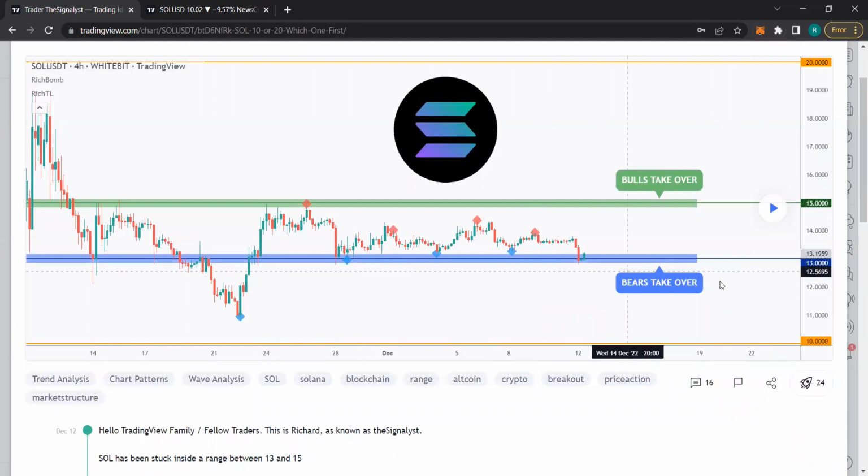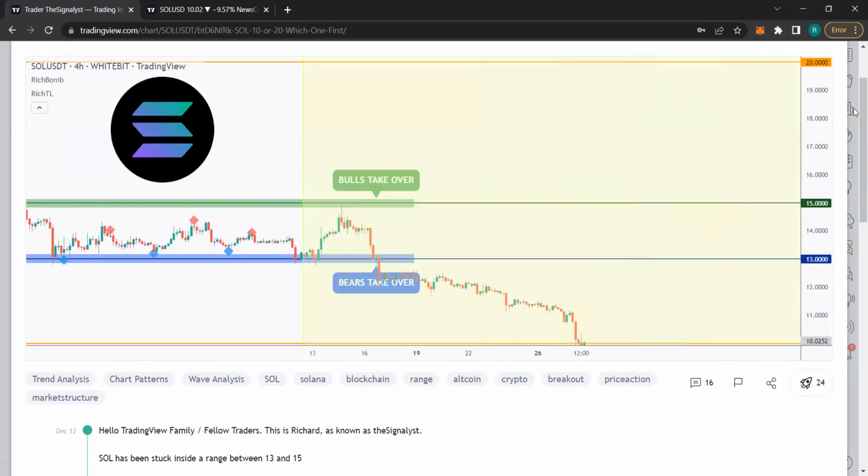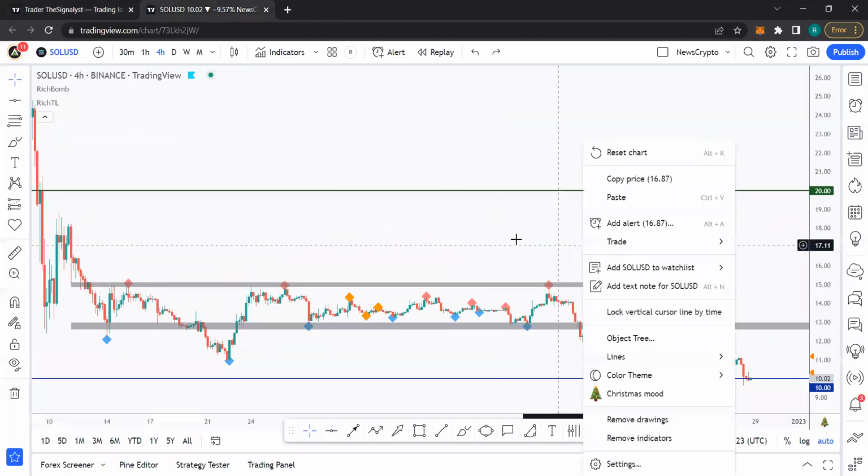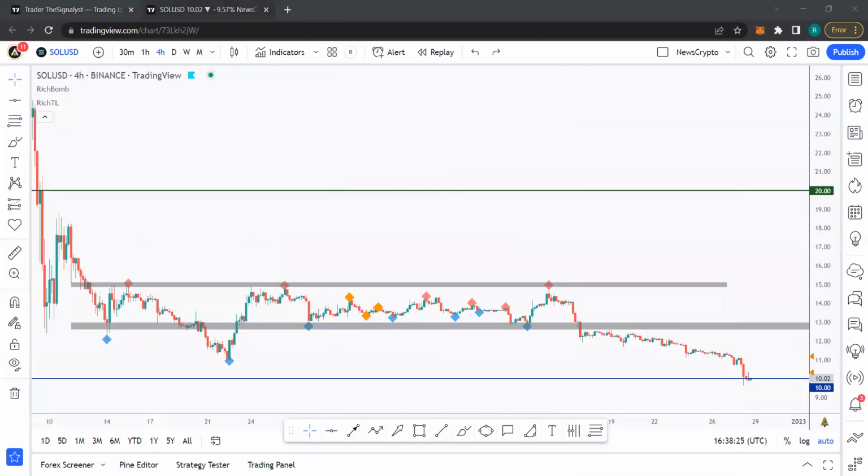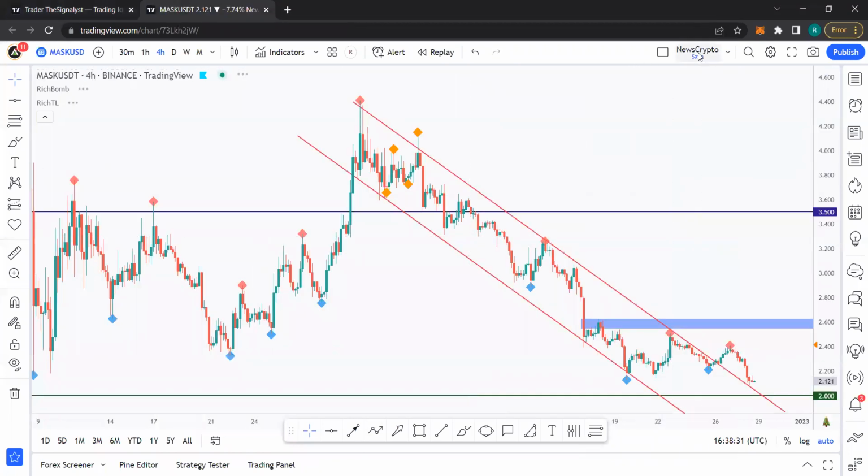Okay. So unfortunately, we had the break. We traded lower. We are currently here. So that's it. If you want a specific altcoin, please let me know. I would be happy to do it. Meanwhile, let's move forward. Next, we've got Mask.